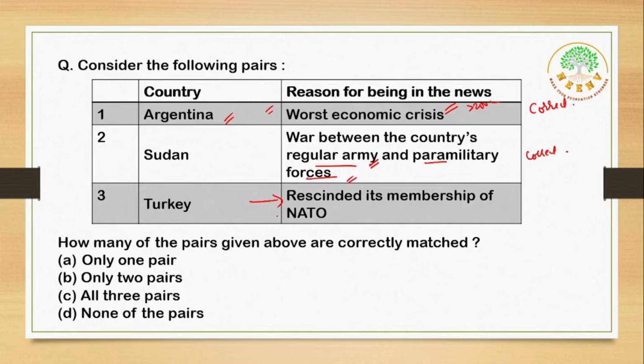It says that Turkey rescinded its membership of NATO. That is, Turkey came outside of NATO by giving up its membership. No, actually, in fact, Turkey was opposing the membership of Sweden and later on agreed to the membership of Sweden. So this option is wrong, clearly. So only two pairs are correct, where Argentina's worst economic crisis and Sudan's conflict between the regular army and the paramilitary force, that is the RSF led by Dagalo.